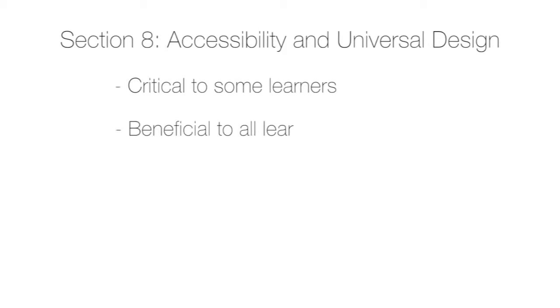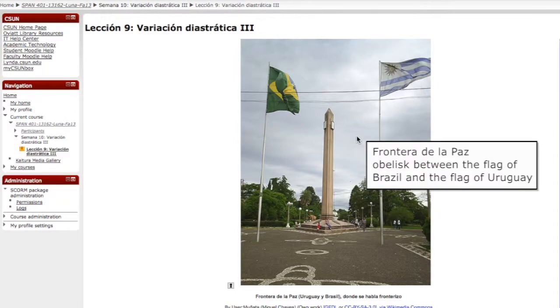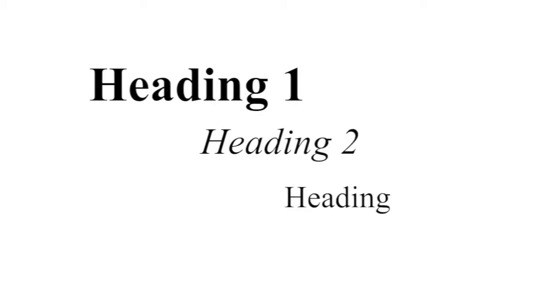Section 8 is accessibility and universal design, which are critical to some learners and beneficial to all learners. All course materials and file formats are accessible in my course. Pictures and media have alt text, and my Word documents are structured using headings, etc., so they are readable by assistive technology devices.